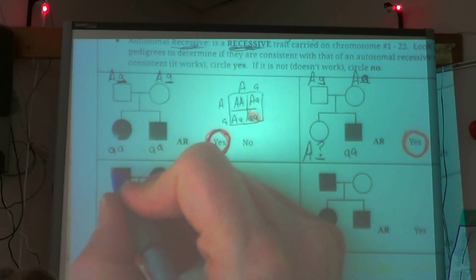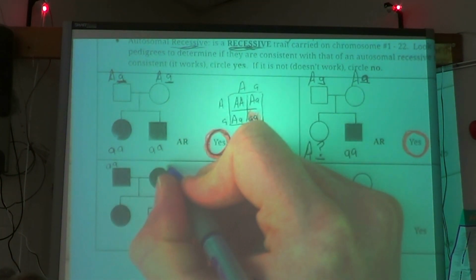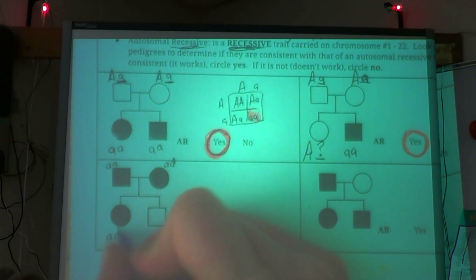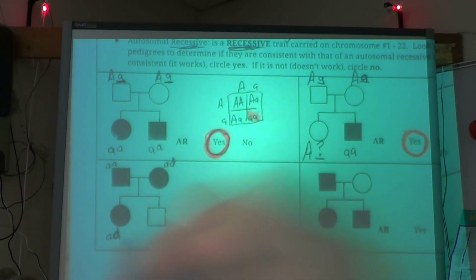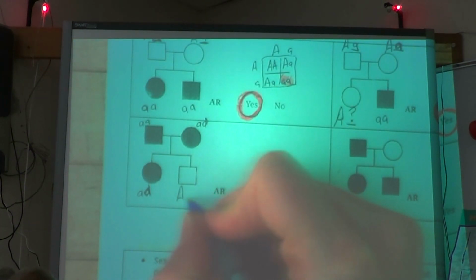Dad has or doesn't have? So dad is little a. Mom has or doesn't have? So she is big A something. Daughter, has or doesn't have? So she's little a. And son has or doesn't have? So he's big A something.